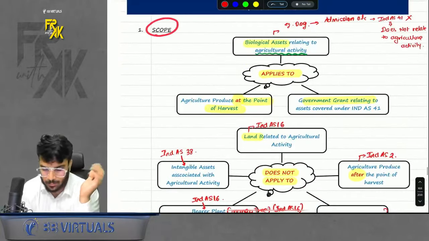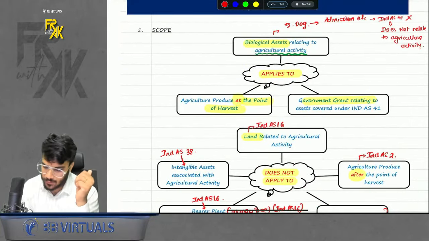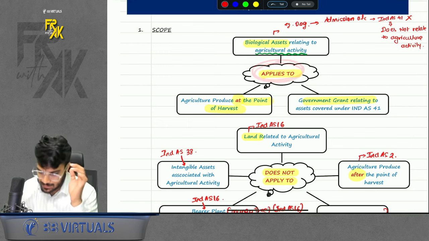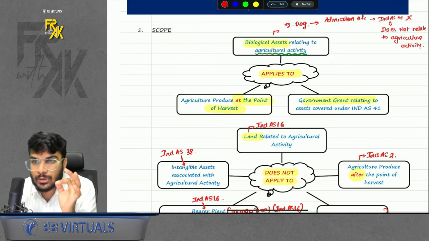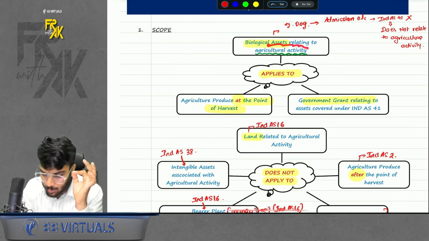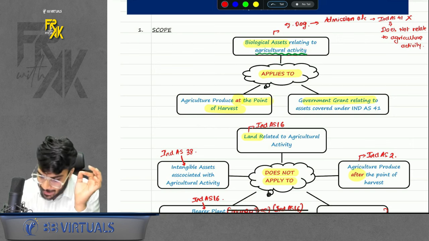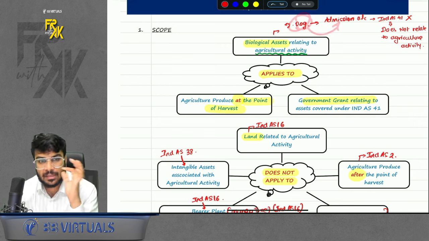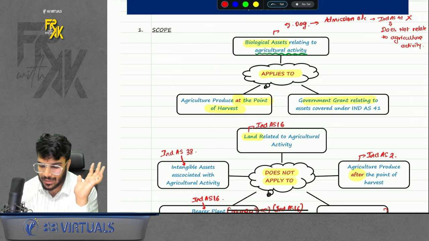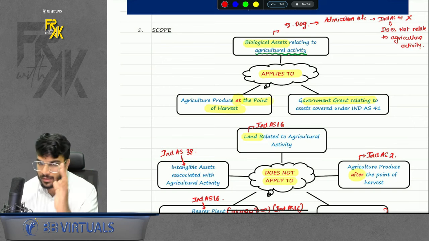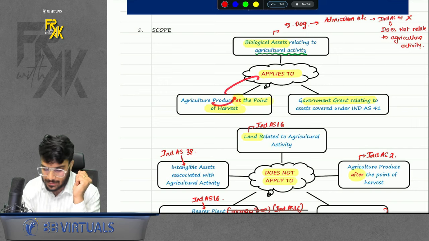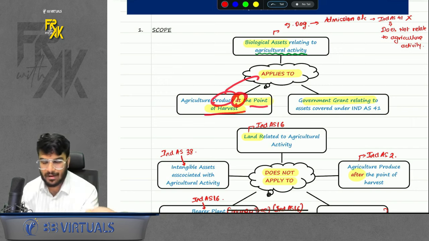Then the next point is scope. In scope we have 2 things. First, to whom does it apply? Second, to whom it does not apply. It applies to biological assets, but only those biological assets which are relating to agriculture activity. Do you remember I kept a dog outside my admission office? That dog is not involved in agriculture activity, so that dog is not a biological asset. So only those animals and plants which are involved in agriculture activity will be covered under Ind AS 41. Second, agriculture produce at the point of harvest is covered under Ind AS 41.